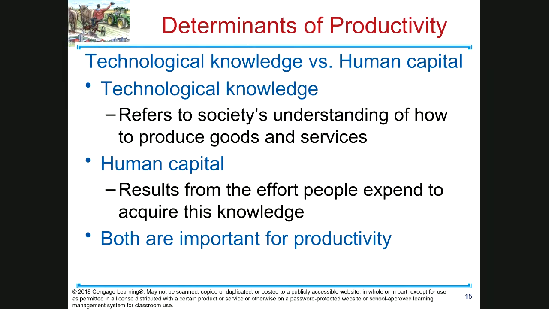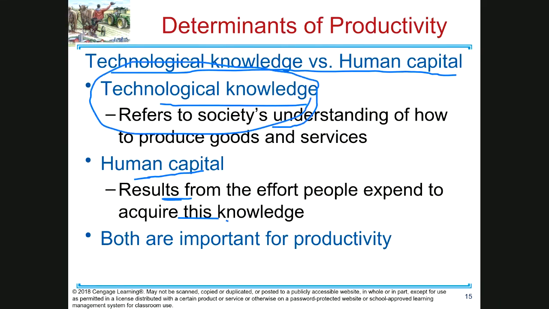Technological knowledge versus human capital. Technological knowledge refers to society's understanding of how to produce goods and services. Human capital results from effort people expend to acquire this knowledge. Okay, this is different. This is education. Individuals or laborers spend time in high school, college, university, to have access to this technological knowledge.